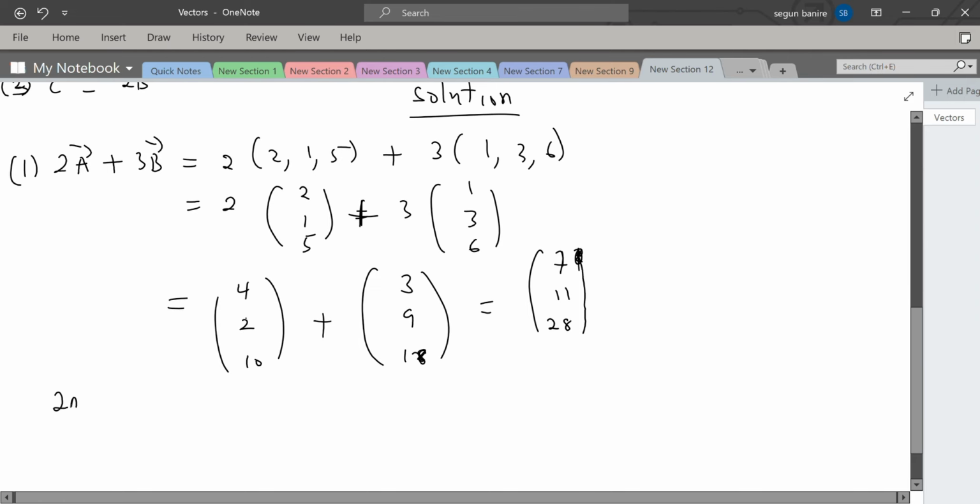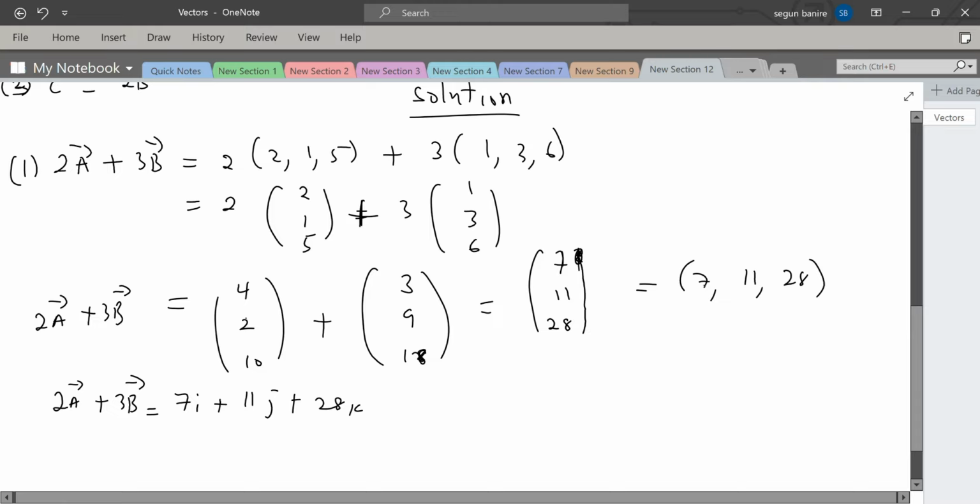So this is 2a plus 3b. This can also be written as 7i plus 11j plus 28k. It can also be written as 7, 11, 28, like this. These are the ways you can write your answer.